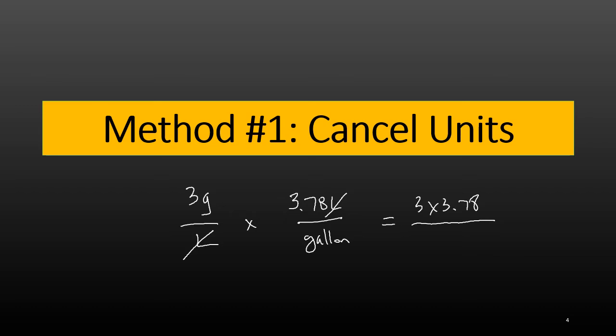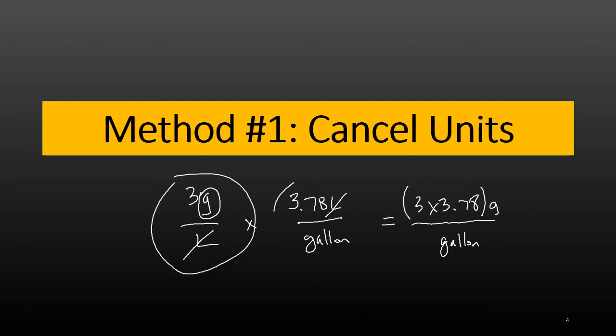And what units remain in the numerator? Grams. So it would be 3 times 3.78 grams per gallon. So we've converted from grams per liter here in the first term to grams per gallon. And what made it easy was canceling units in the numerator and the denominator. So let's look at another example of how this works.